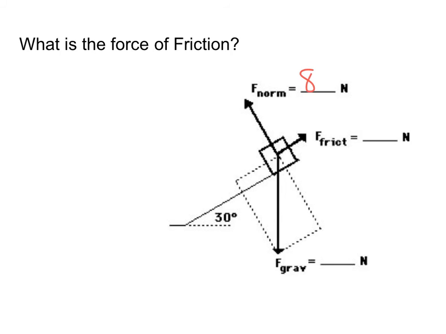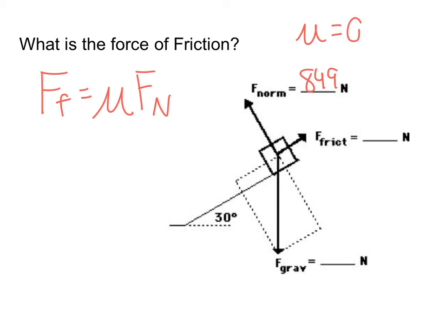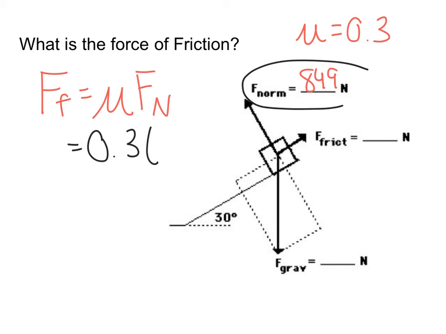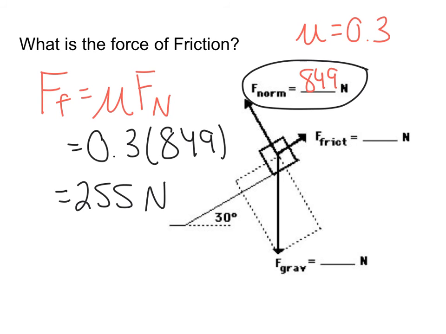Okay, from our last slide, we know that my force normal is 849. That is really going to help us. My equation for friction, force of friction, equals mu times force normal. Let's assume my mu is equal to 0.3. Now I just need to plug in. My mu is 0.3. My force normal is 849. So my answer is going to be 255 newtons.